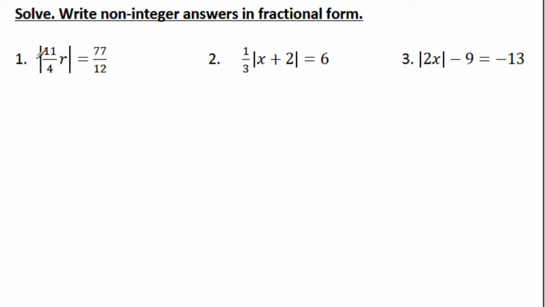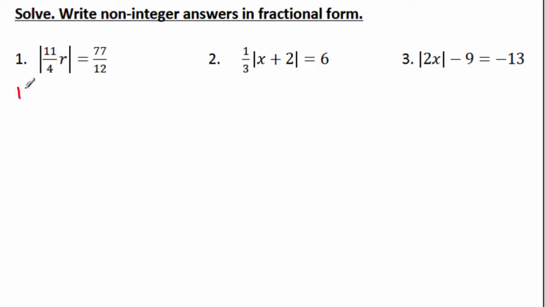First step here, solve for the absolute value. Get it all by itself. Well, in number 1, that has been done for us. So we go on to step 2. Step 2 says you write 2 equations, a positive and a negative. So the absolute value in here was either positive 77/12 or it was negative 77/12. So we're going to write that down.